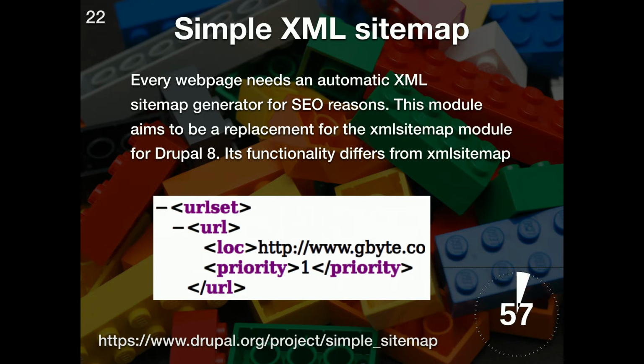Simple XML sitemap. This is to help the Google bot crawl your site. It can take hints from this supposed standard of XML sitemap. And what this does is it goes through and provides a compliant sitemap of your site based on content types, categories, and menus.